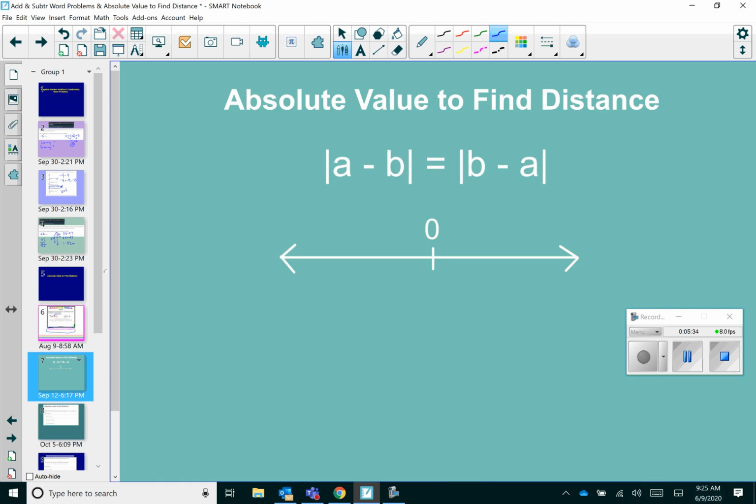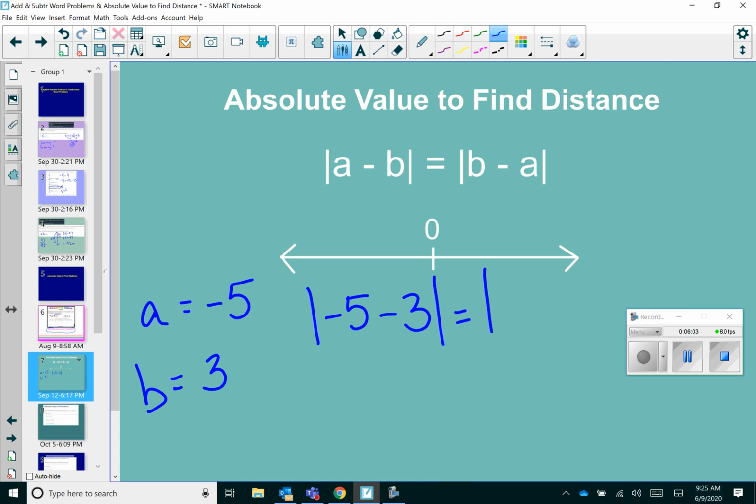Well, we have this little formula here. It says the absolute value of A minus B equals the absolute value of B minus A. So let's talk about what that actually means. Let's say A equals -5 and B equals 3. I'm just saying hypothetically. So let's plug those numbers in and see if this actually works. So I'm going to plug in -5 minus B, which is 3, and that should equal the absolute value of B minus A.